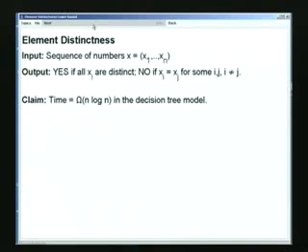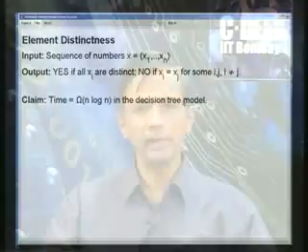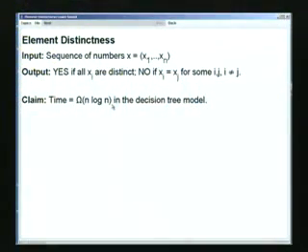What we are going to prove today is that in the decision tree model, which we talked about last time, and which I will quickly define this time also, just for continuity, the time is going to be n log n. So this is a non-trivial lower bound in the sense that it says that you need to do a little bit more than just examine all the numbers, which would just take omega of n time.